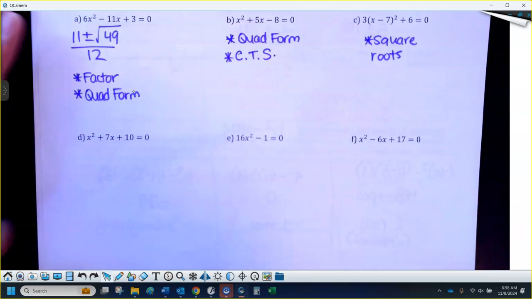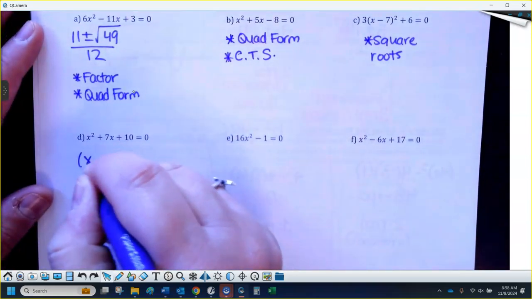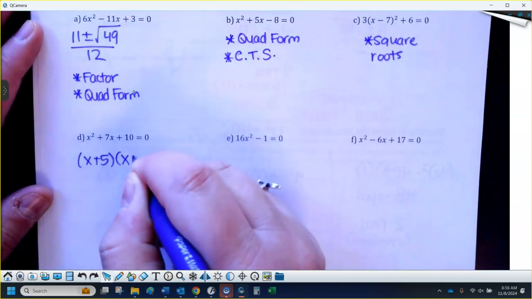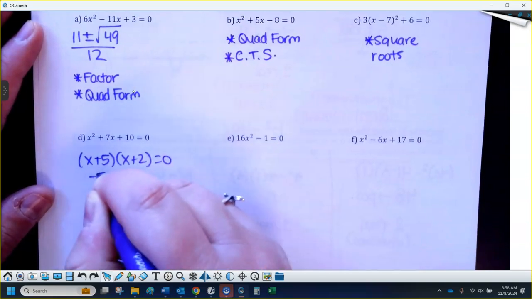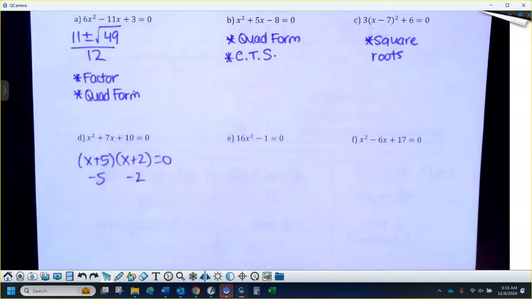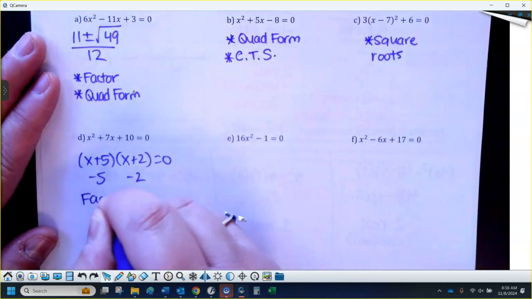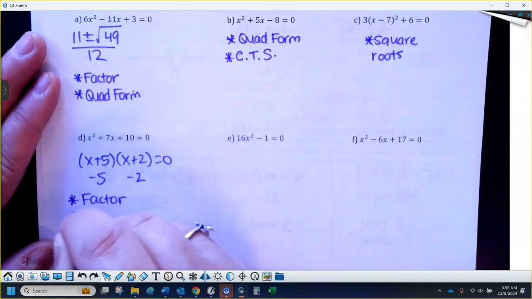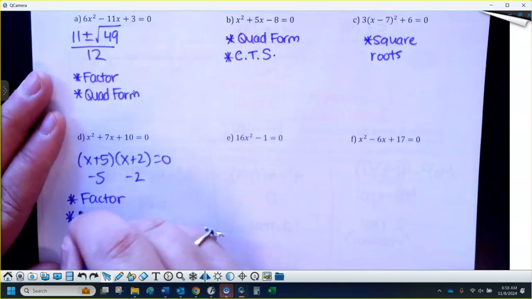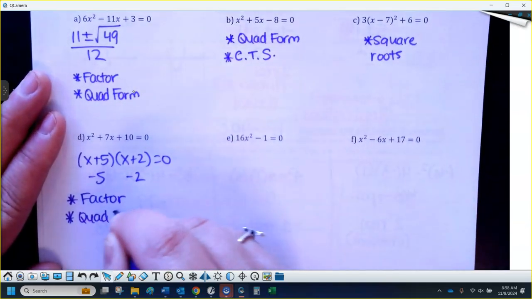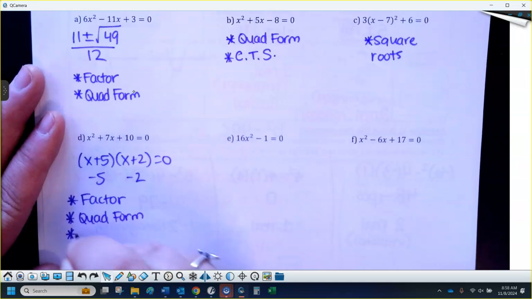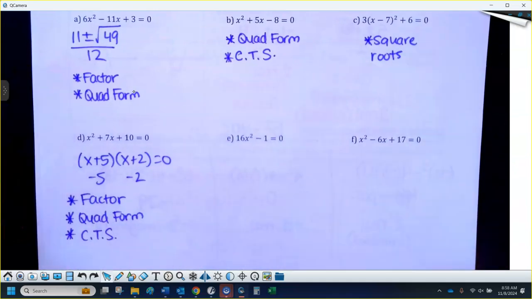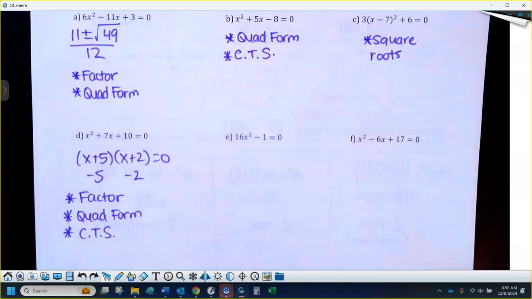Personally, I look at this and I go multiply to get 10, add to get 7, and I immediately think 5 and 2, and then my answer is -5, -2. If you can think of them pretty quick, that's a lot faster than using the quadratic formula or completing the square. If you can't think of it right away, you can always use the quadratic formula or completing the square. But my go-to on that would be factoring, because I could think of the factors real quick.